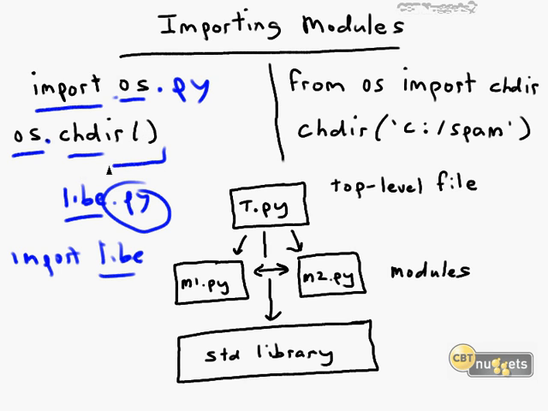And this gives us what's called name safety, because the likelihood of a collision is essentially nil if we imported another module that also had a function called chdir. The other way to import modules into your top-level file is to use the from import construct. Now, the way this works is we say from and then the name of the target module, import, and then we pass in a comma-separated list of individual names from that file.